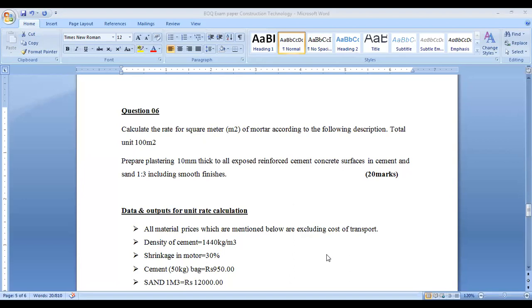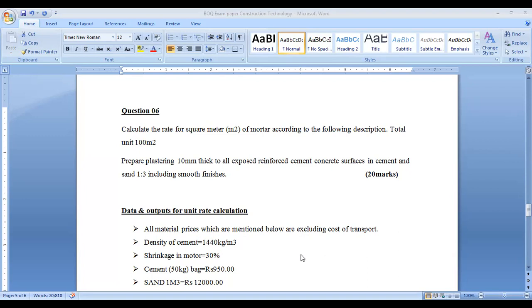Calculate the rate for the square meter of mortar according to the following description. Total unit 100 meter square. The prepared plastering 10 millimeter thick to all exposed reinforced cement concrete surface in cement and sand 1:3, including smooth finishes.